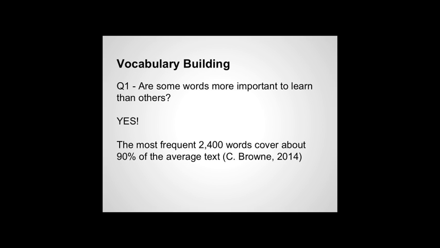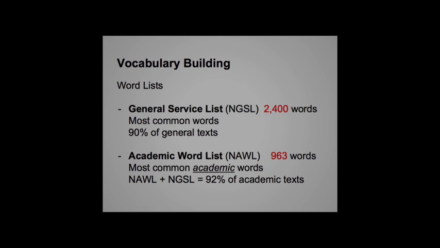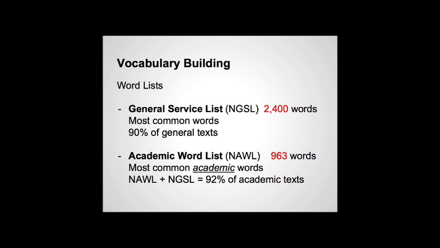Question 1. Are some words more important to learn than others? The answer is yes. You will see or hear some words more than others. In fact, according to Brown, the most frequent 2,400 words in English cover about 90% of the average text. This means that if you know the most frequent 2,400 words, you will understand about 90% of texts like books or newspapers. How do we know what these words are?